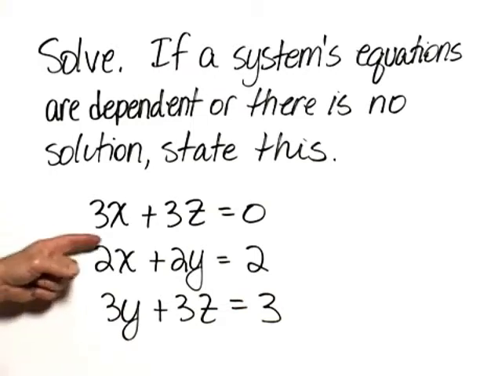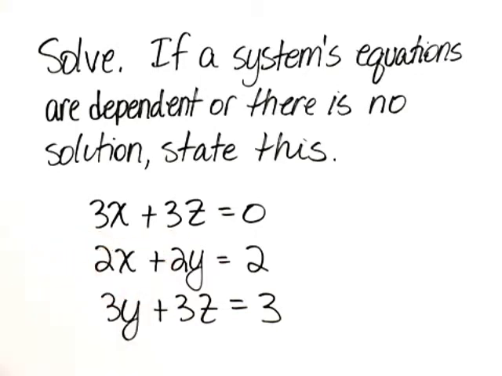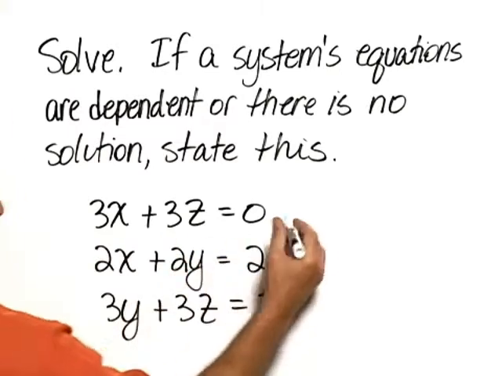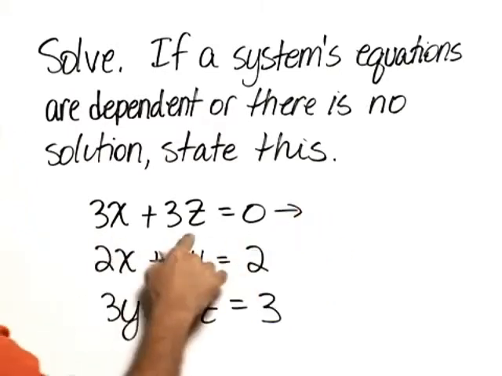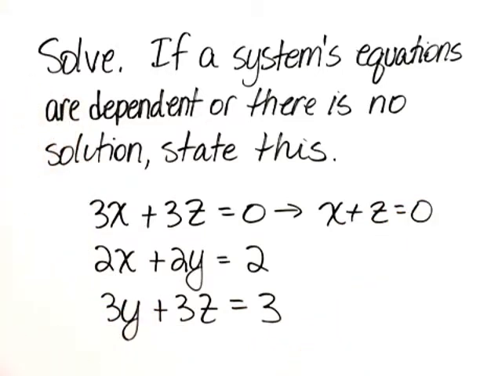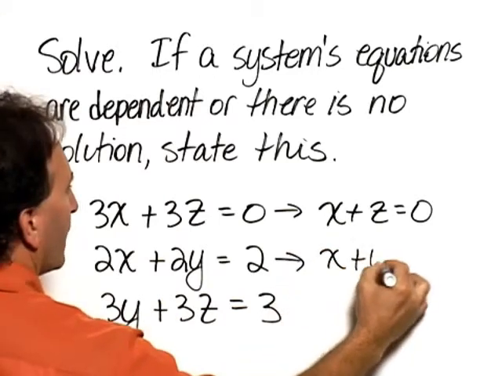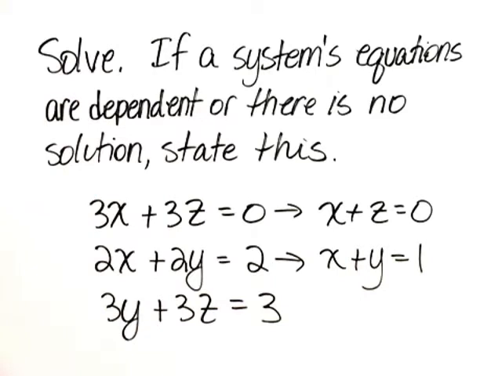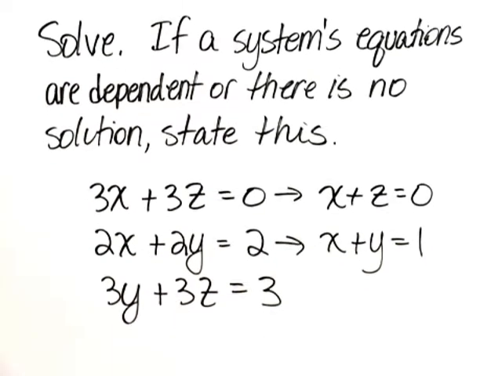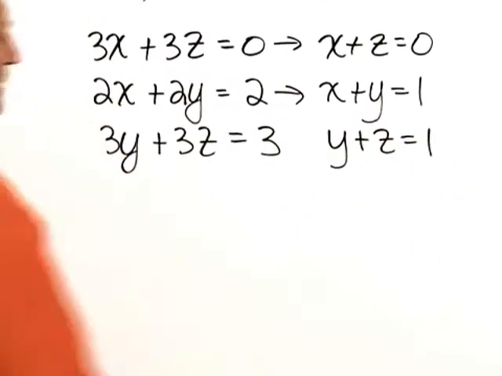What I want you to notice is that we can take and simplify this equation by dividing both sides by 3. And it would then be written as x plus z equals 0. This equation we can divide both sides by 2, and it would become x plus y equals 1. This equation we can also simplify dividing both sides by 3, and we get y plus z is equal to 1.